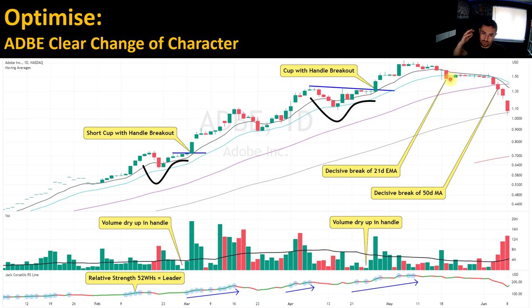But here you go. This is what I was talking about. Decisive breaks of key moving averages. So here you get a decisive break of the 21-day EMA, the exponential moving average. And here of the 50-day simple moving average, the purple line coming through. Do you see how suddenly the character of the stock is acting very, very different? And look at the increasing volume coming through.